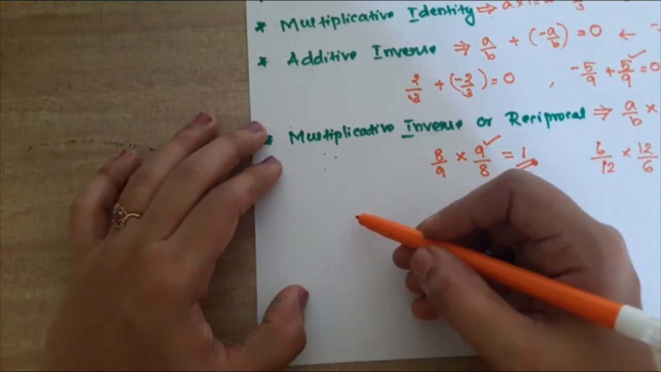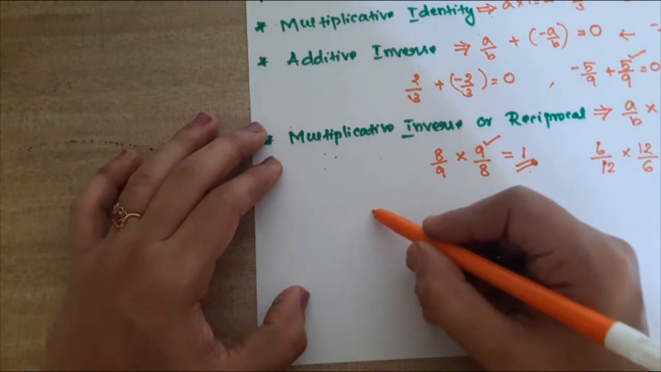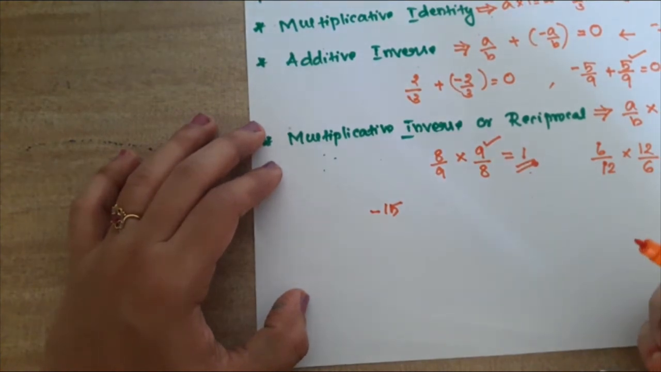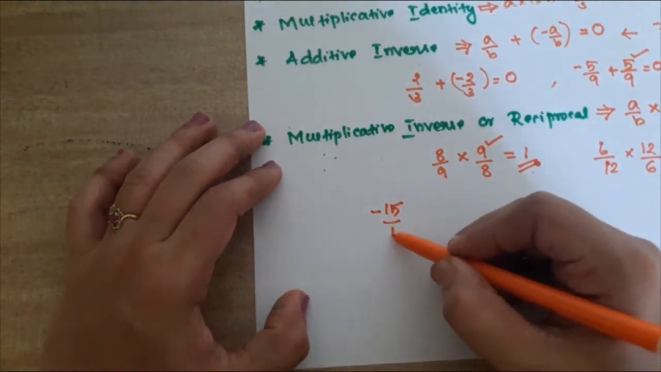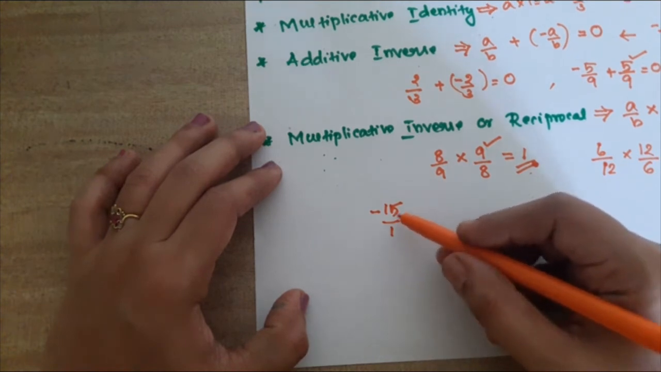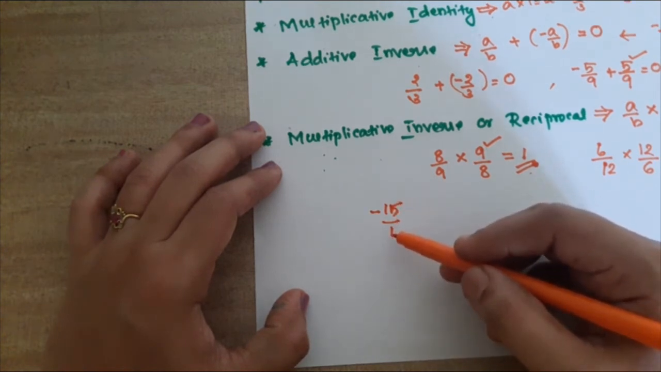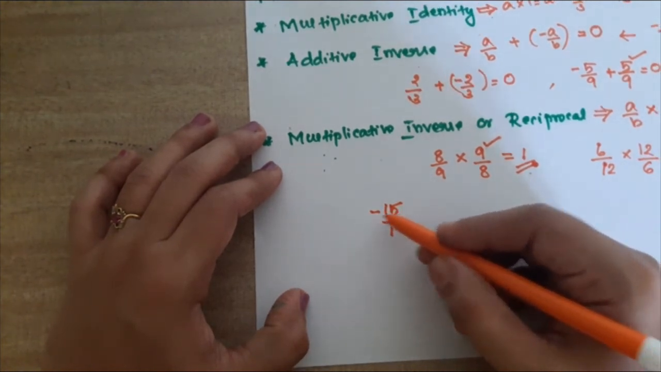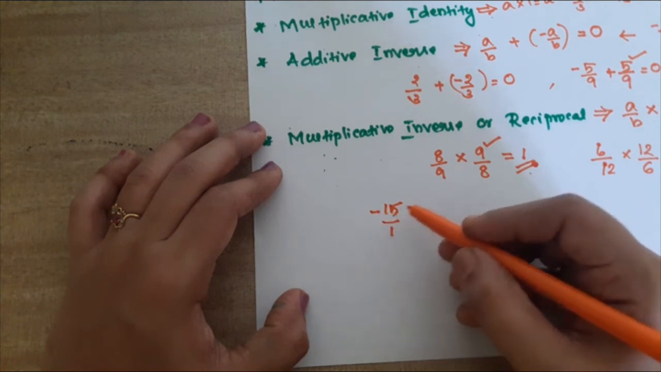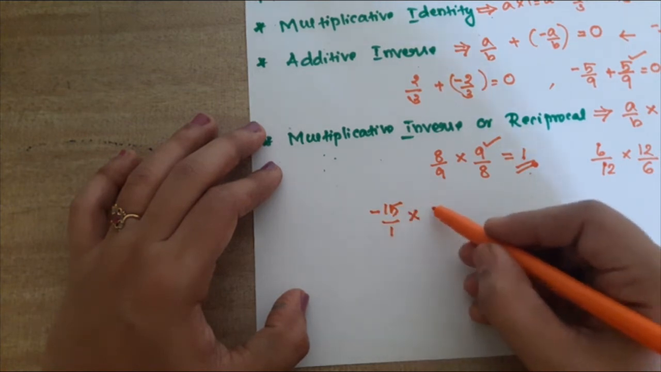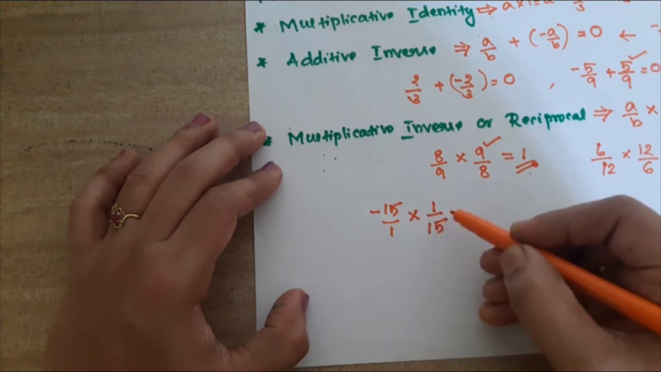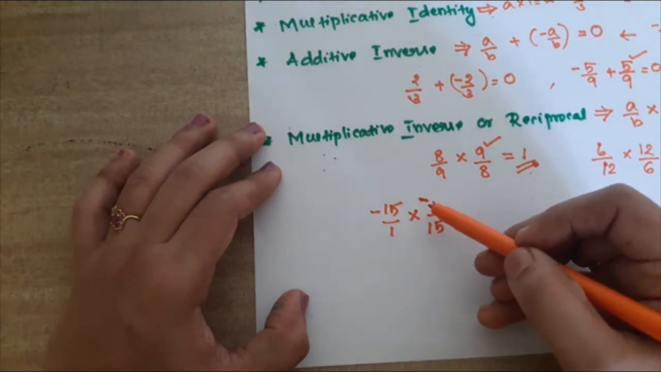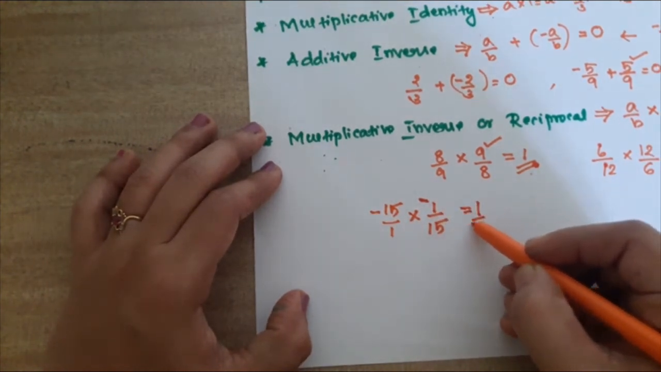Another thing is, what is the multiplicative inverse of minus 15? This is also a rational number, right? Why? All the numbers are rational numbers. We can write it over 1, that is, in p by q form. Then the multiplicative inverse of this minus 15 is 1 by 15, and put the negative symbol also. Why? Negative into negative is positive, right? Then only we will get 1 as the answer.